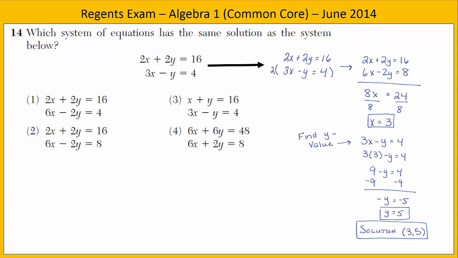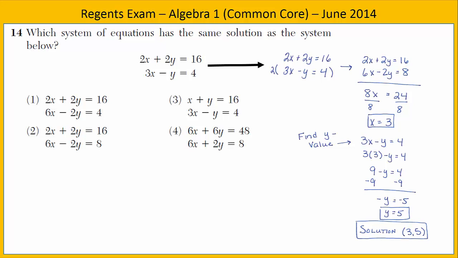Now, one possible way to proceed is to solve the systems in choice 1, 2, 3, and 4 and see which of those systems has the same solution. But that's very time-consuming. That's not the easiest way to go about this. If you think about what we learned this year, a solution means that it makes the equation true. It's the x and y values that make an equation true. And the solution to a system is the pair of x and y values that make both equations true simultaneously.